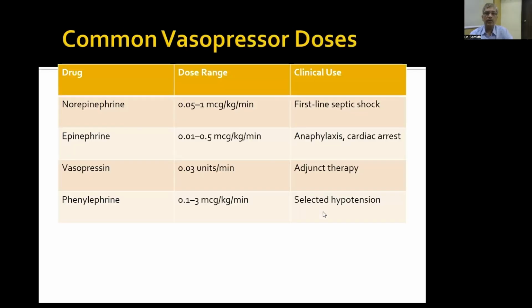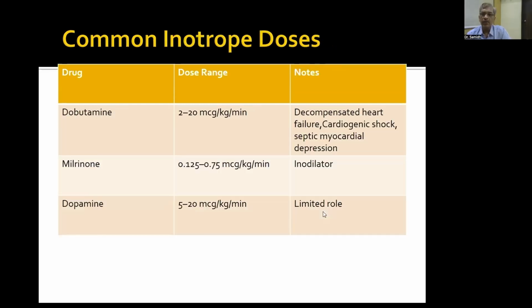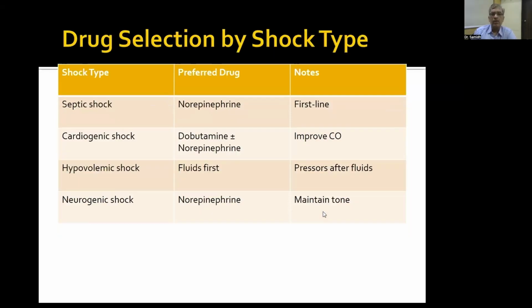The common vasopressor doses are shown in this slide. Norepinephrine is given from 0.5 to 1 mcg per kg per minute. It is a first-line treatment in septic shock. Epinephrine is a first-line treatment in anaphylaxis and cardiac arrest. Vasopressin is used as an adjuvant therapy in septic shock, and phenylephrine is used in selected hypotension like spinal anesthesia or in stenotic lesions. Dobutamine is primarily used in decompensated heart failure, cardiogenic shock, and septic myocardial depression. Milrinone, as we already discussed, we can prefer over dobutamine in certain situations, and dopamine has a very limited role nowadays.